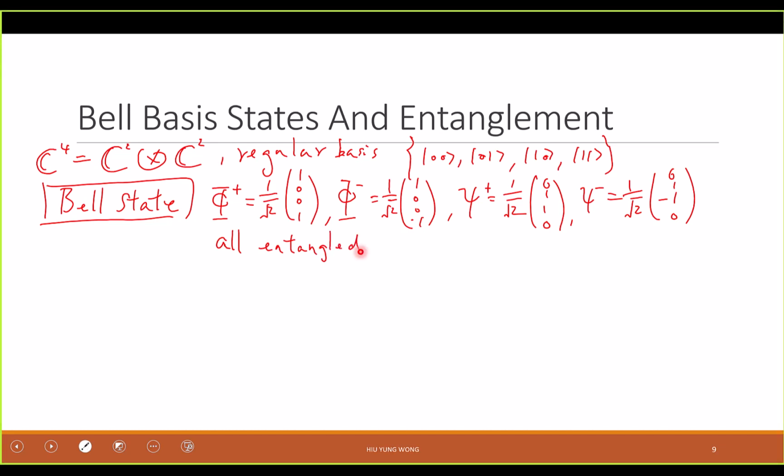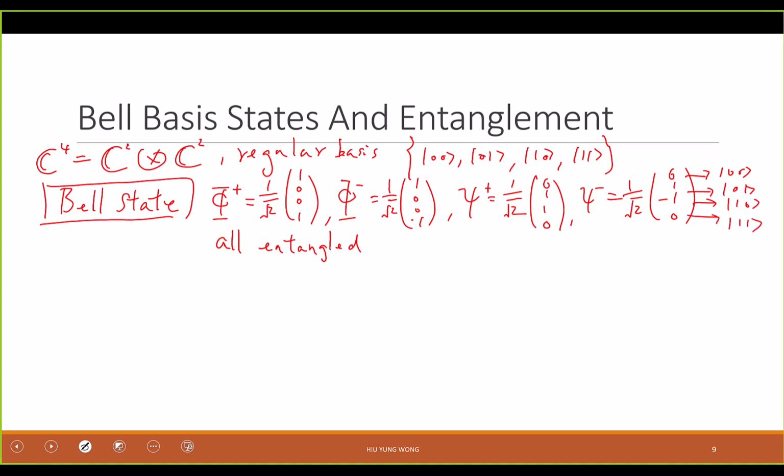Now just let me ask you, when I write this psi minus as 0, 1, negative 1, 0, I represent it already in a basis. Which basis am I using when I write it as 0, 1, negative 1, 0? Which basis? What is the meaning of this 0? 0 component of what? 0, 0. Very good. I hope you understand this is 0, 0, 0, 1, 1, 0, 1, 1.